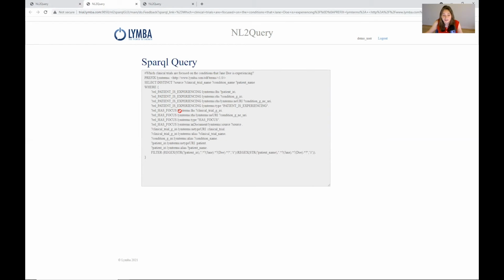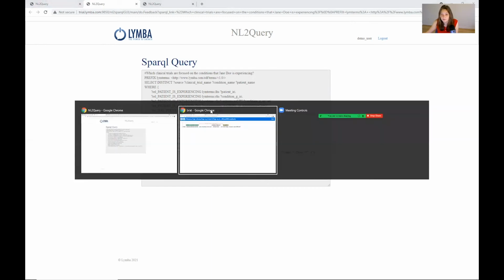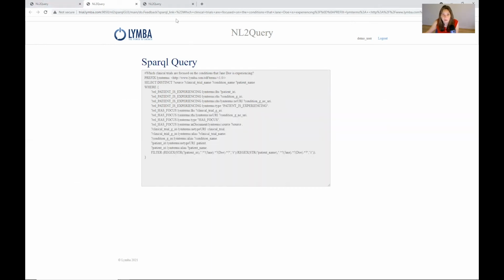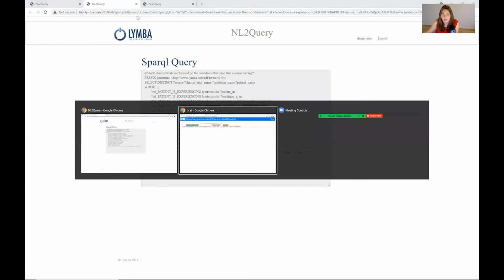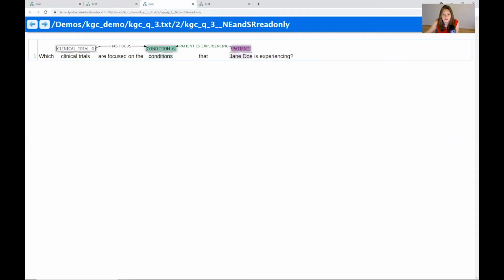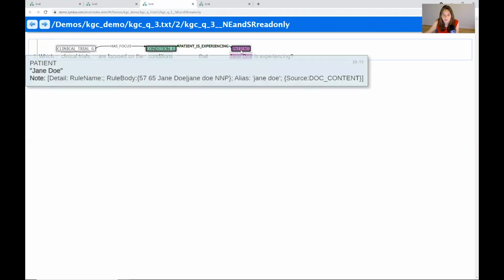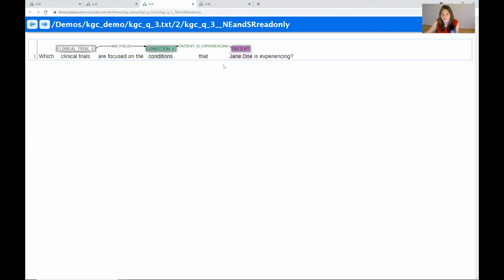There are specific pieces of information here that, represented in the SPARQL query, look the same when they are in the annotation. Right? Again, we have the clinical trials focused on the condition that Jane Doe is experiencing and the rule and relations that bring them all together.